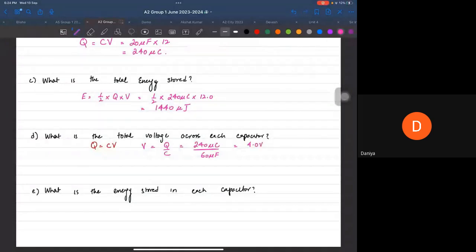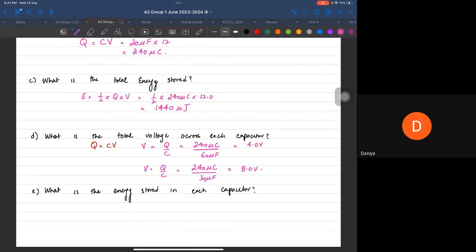And then for the next one, we can do the same thing. The charge remains 240, but the capacitance was 30, which means it's going to be 8.0 volts. Is it clear, everyone?